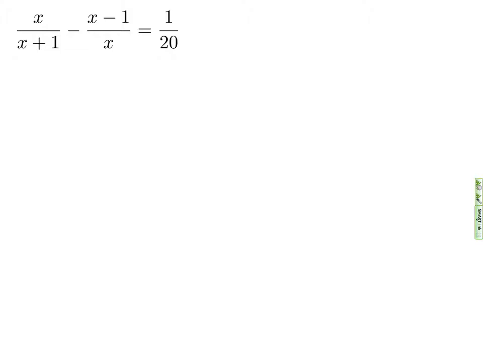x over x plus 1 minus x minus 1 over x equals 1 over 20. x and x plus 1. And 20. Because what has to happen with my common denominator? It has to cancel my denominator. So x plus 1 cancels this, x cancels this one, and 20 cancels that. So I need all three of them.